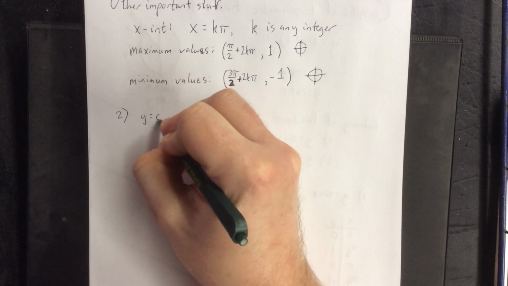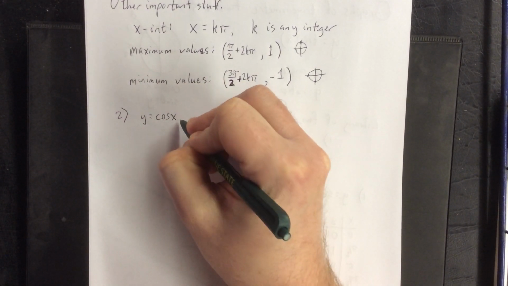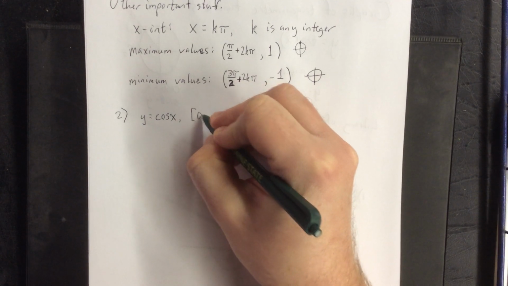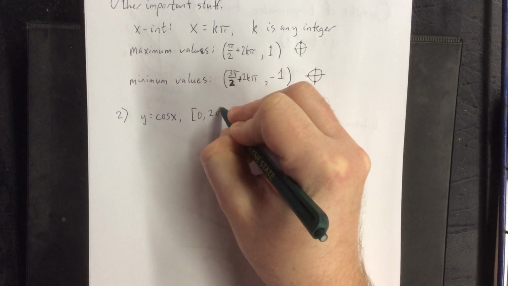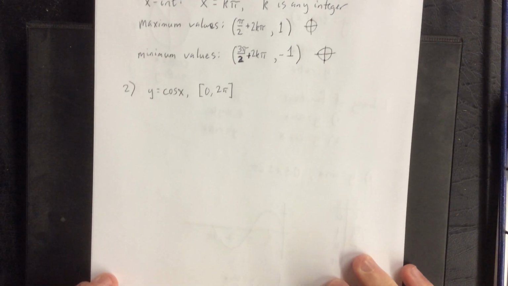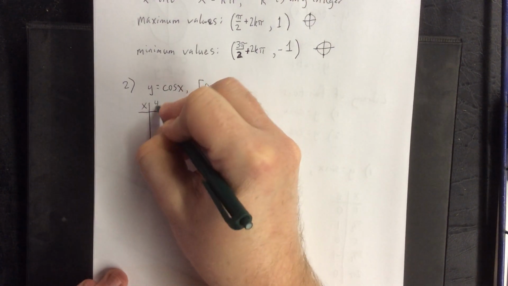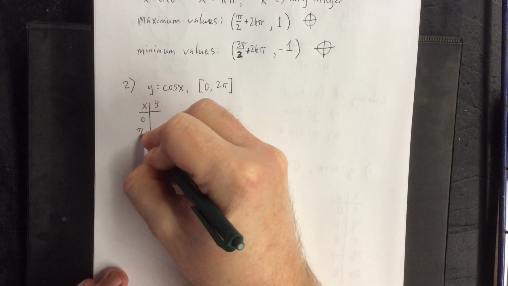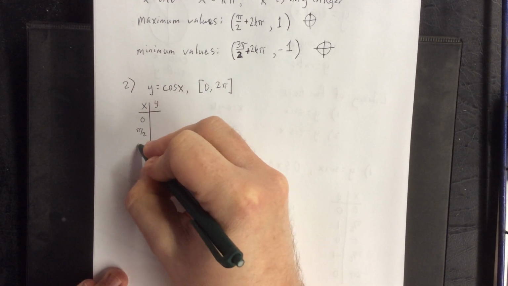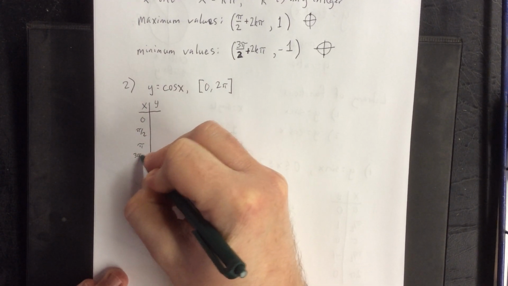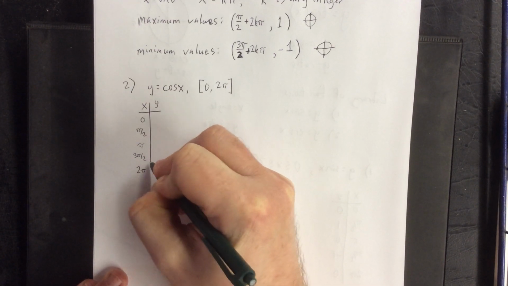The other one that we'd like to introduce is y equals the cosine of x, and once again we'll start on the interval of 0 to 2 pi. So the corresponding points that I'd like to use will be the same as before. I'd like to use angles of 0, pi over 2, pi, 3 pi over 2, and 2 pi.